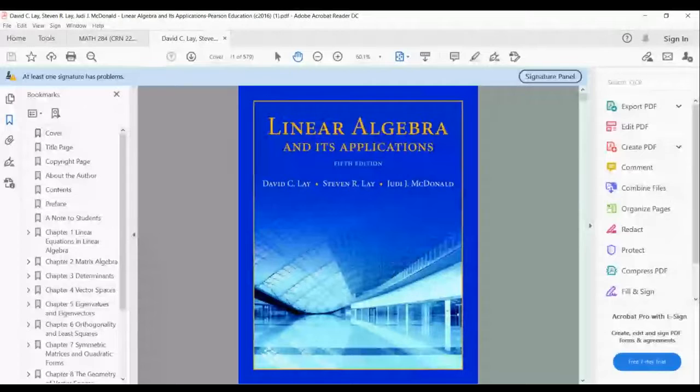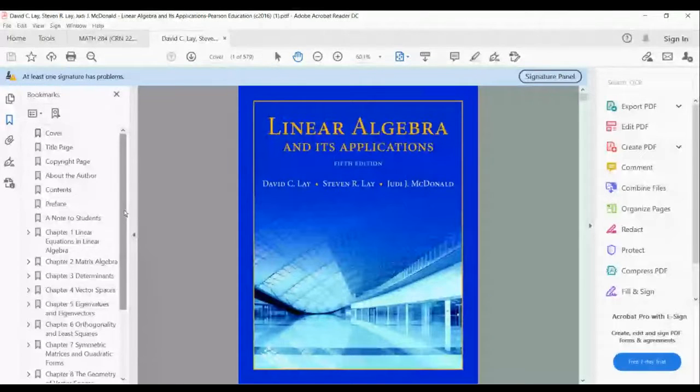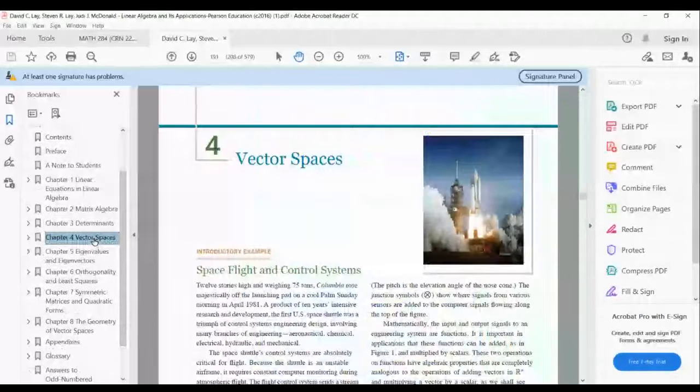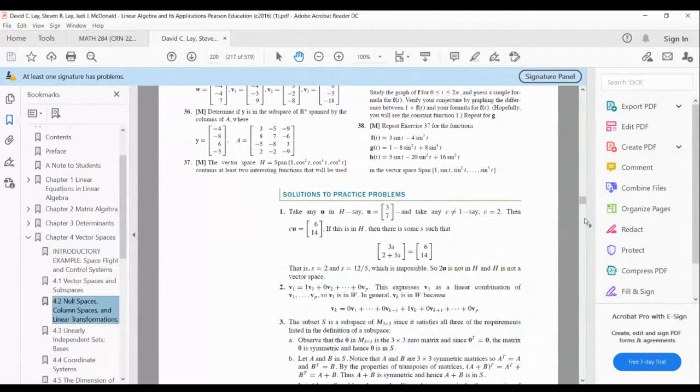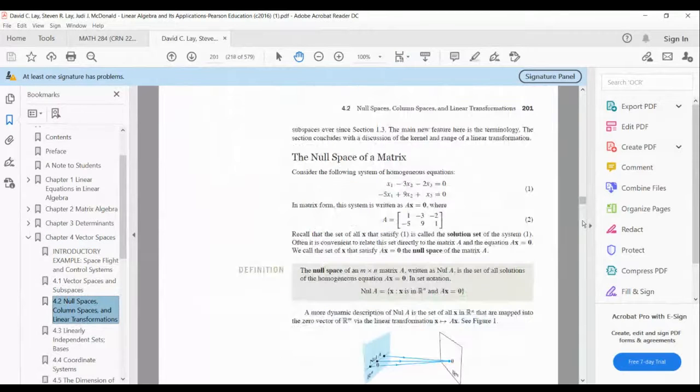I'd like to go into the book a little bit. Let me share the book for a moment. Hold on, let me share it. So in the book here, go to chapter 4, and go to section 4.2.